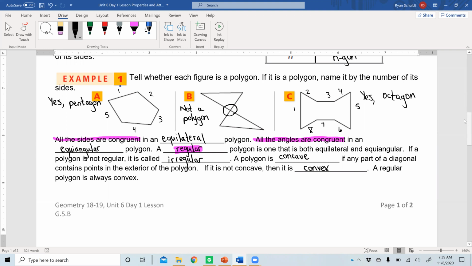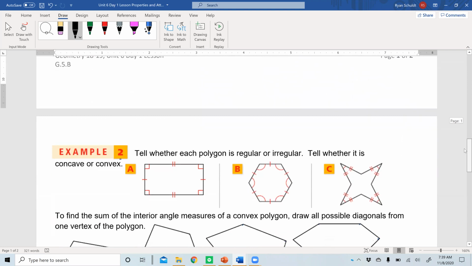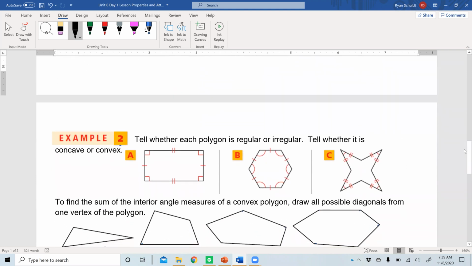Let's look at an example with all of this in mind. So we have to tell whether first it's regular or irregular, and then whether it's concave or convex. Let's look at this first one.